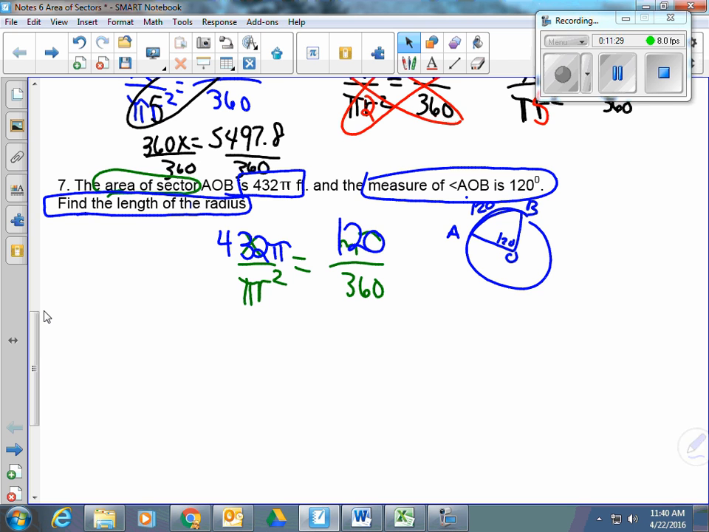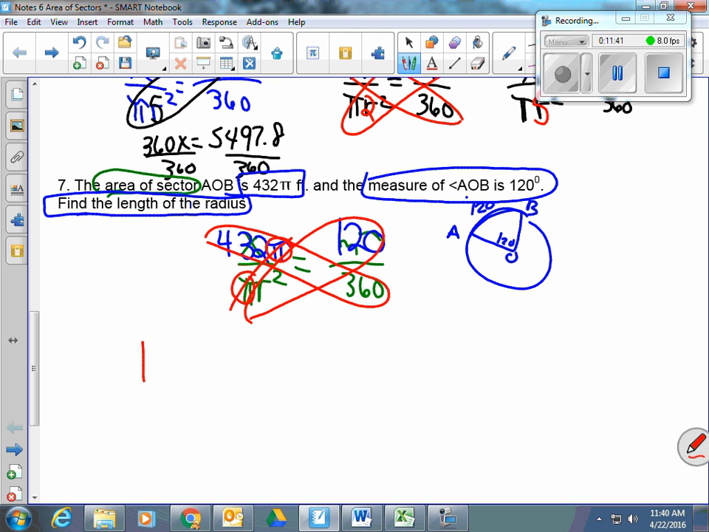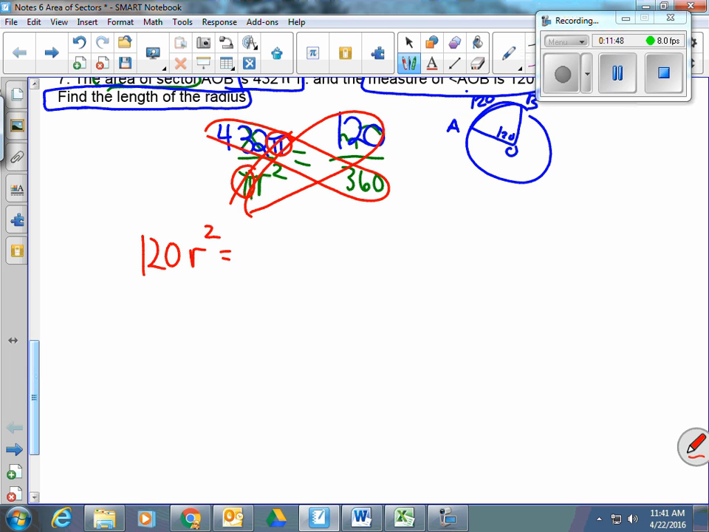Okay? So when you see this, I have a pi on the top and I have a pi on the bottom. Doesn't that mean they cancel out? Mm-hmm. And then I can just cross multiply, just like we have. So r squared times 120 is just 120 r squared. What's 432 times 360? Is that what you got?